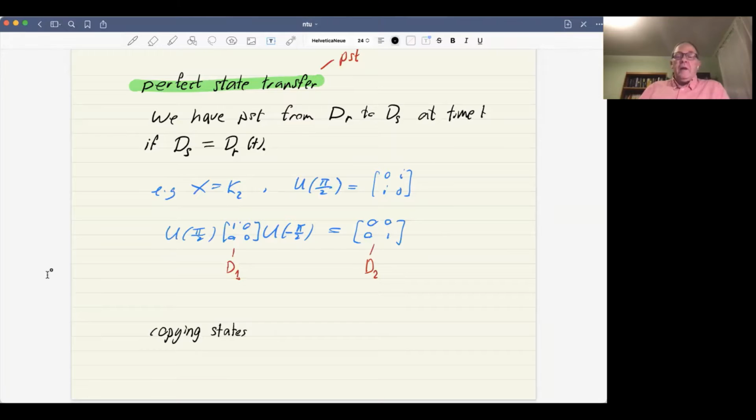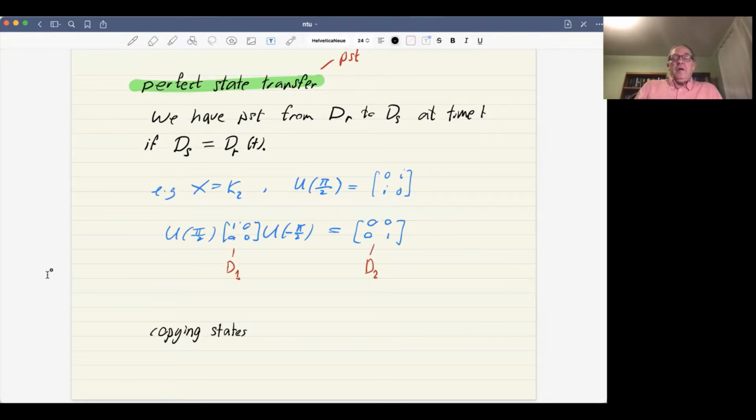If we look at K2 again and do the little calculation, you discover that at time pi on 2, U is equal to the matrix with rows 0, I and I, 0. And when you do your calculation, U of pi on 2, D1, U of minus pi on 2, you get D2. So the interpretation of this is that at time pi on 2, you've got transfer from the state D1 to the state D2.